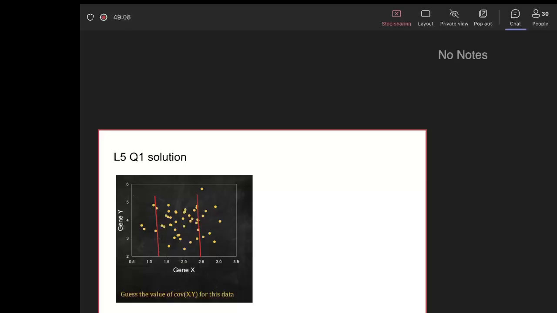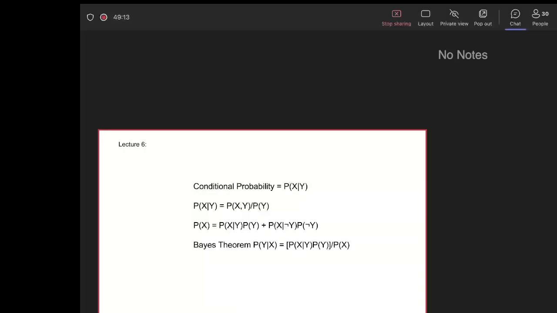So this was about the fifth lecture. And the sixth lecture was based on the concept of Bayes' theorem and conditional probability. For conditional probability, this is the notation: probability of x, a line, and y. This line stands for given. So conditional probability means probability of x given y. For example, if you know that the event y is happening, then what is the probability that x will happen? That is conditional probability.